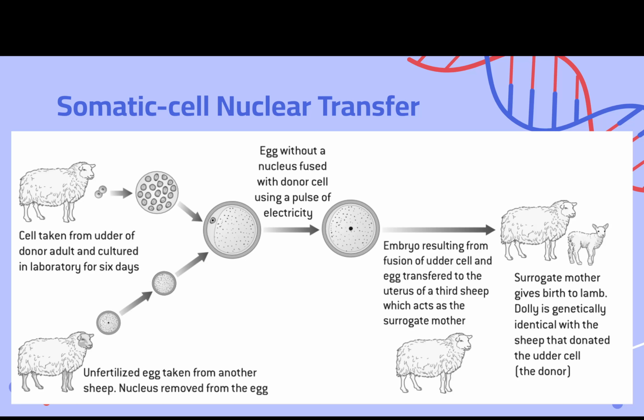But the embryo that results from that will be transferred to a third sheep, which becomes a surrogate mother, and then that surrogate mother will give birth to a lamb. Now that lamb is called Dolly, and she is genetically identical with this sheep. Not this one that donated the egg cell, not this one that was the mother, but this one which donated the nucleus, because the nucleus is the part that determines the genes of the sheep.